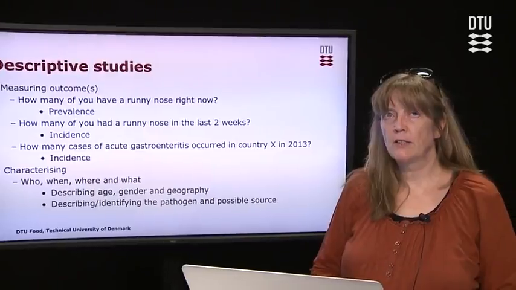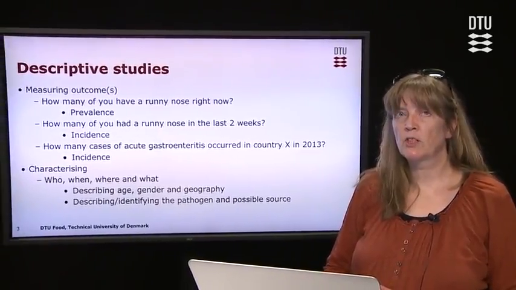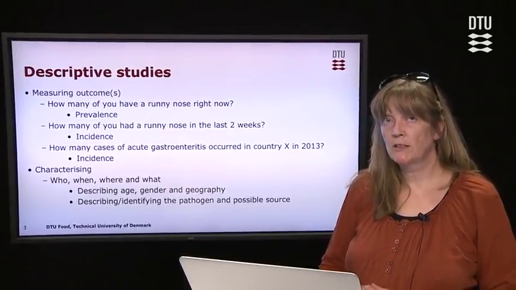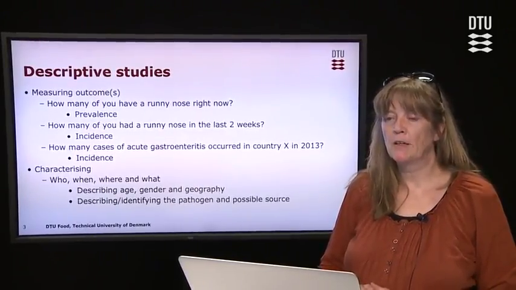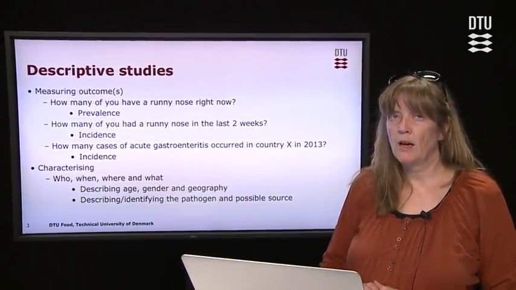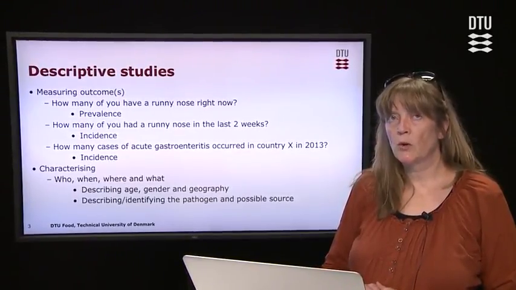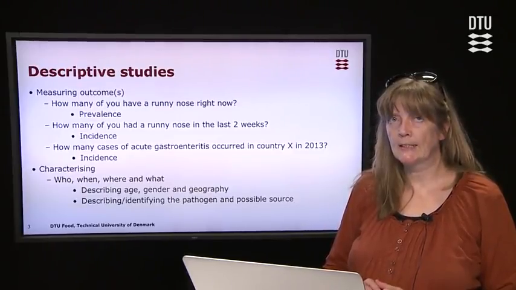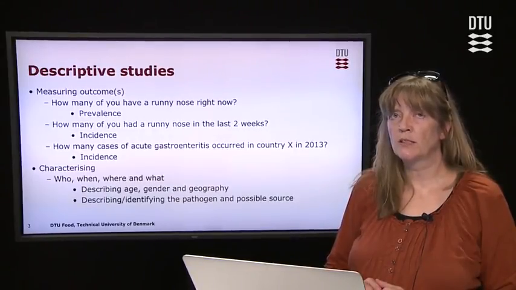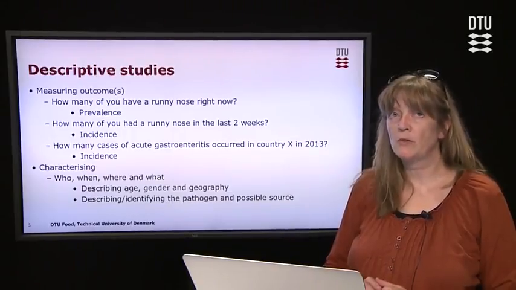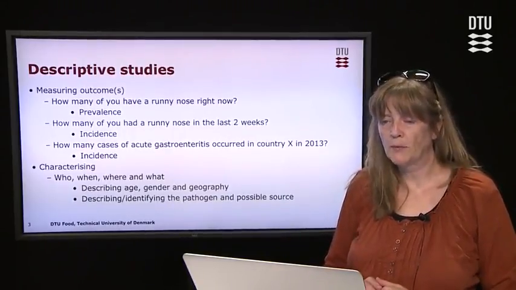You divide these epidemiological methods into descriptive studies and analytical studies. The descriptive studies are, as indicated in the name, studies where you describe a disease situation. You often work with two typical outcomes, prevalence and incidence. A prevalence is a cross-sectional measure, like at this moment in time, how many have a certain disease. So for instance, how many of you would have a runny nose by now?